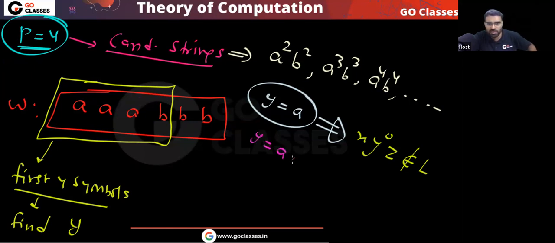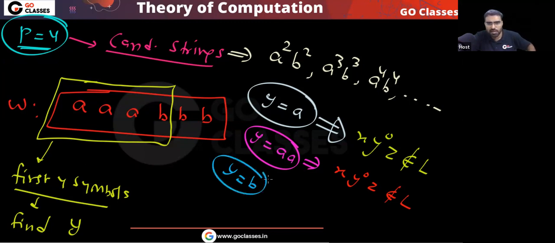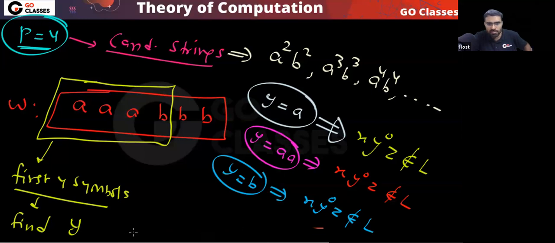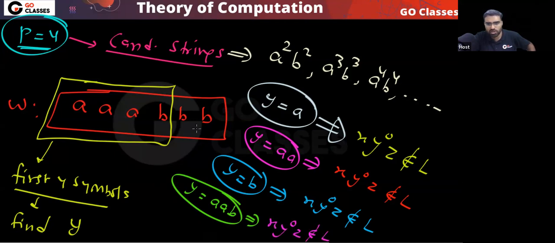Will this y work? Again, just repeat it 0 times. The result will not belong to L. You can try whatever y you want. Tell me which other y I can try. For example, you can try double AB. Again, if you repeat it 0 times, the result will not belong to L.